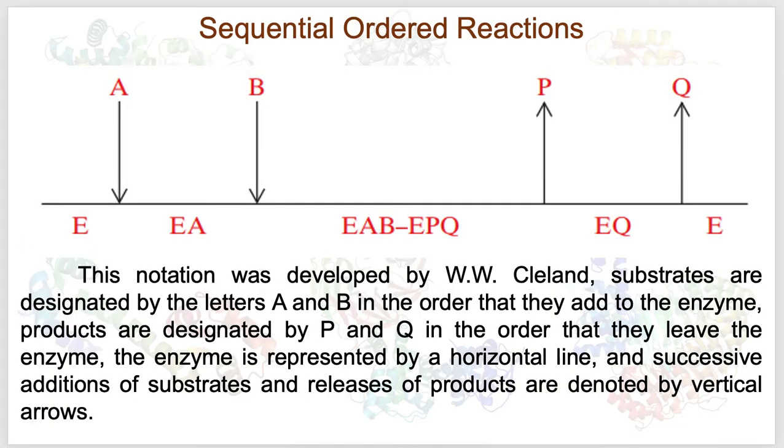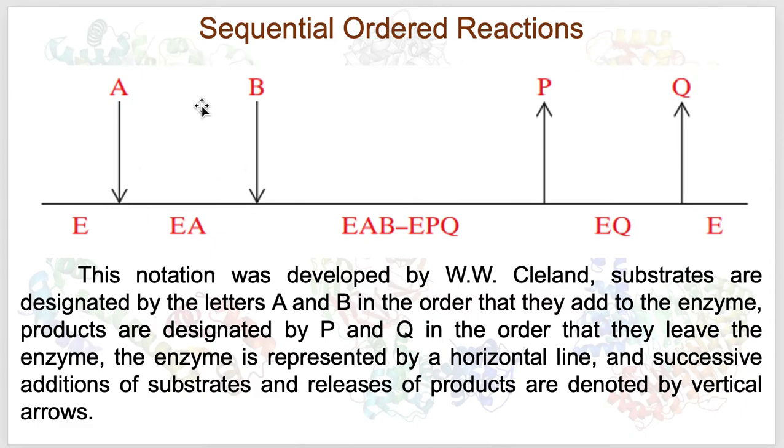We can represent this notation of sequential reactions in a graphical way, which was developed by a scientist, W. Cleland. In his representation, he designated A for the first substrate and B for the second, P and Q for the products, and E represents the enzyme.